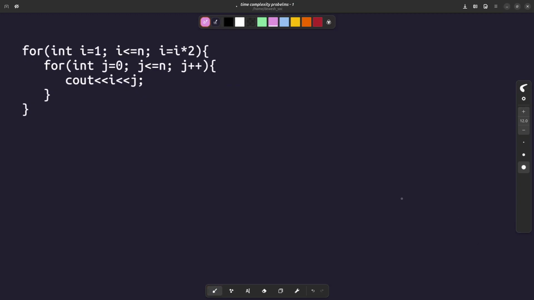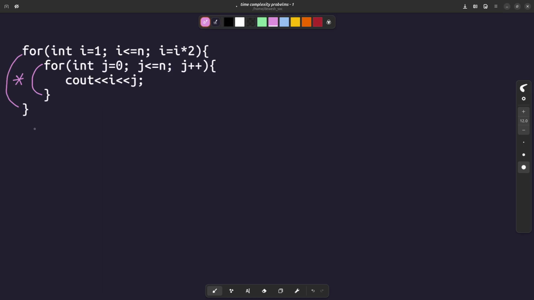Okay guys, so this is the second problem. Again, this is also a nested loop, so let's see how to do it. Simple: there is an outer loop and an inner loop. Inside the inner loop, we are doing some constant work. So what I'm going to do is find how many times the outer loop is running, then find how many times the inner loop is running, and then multiply both. That will give me the number of iterations, which I will then put inside big O notation.